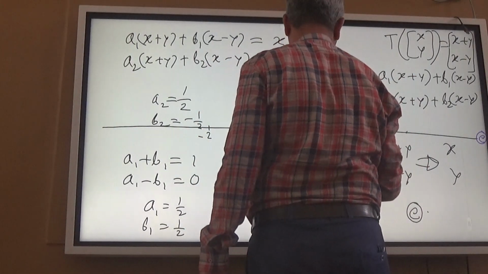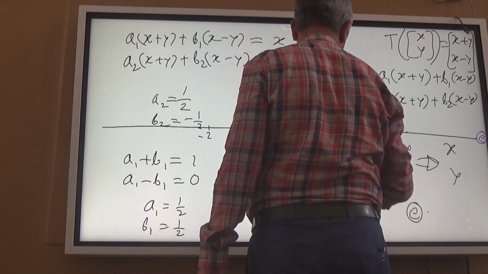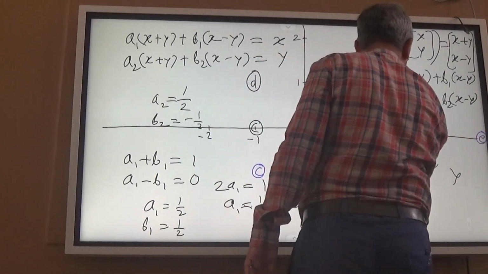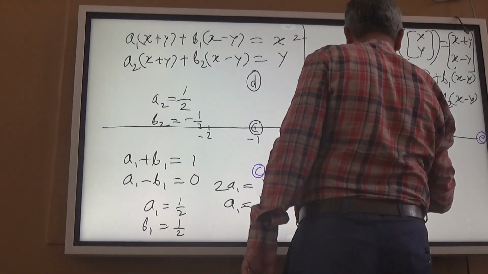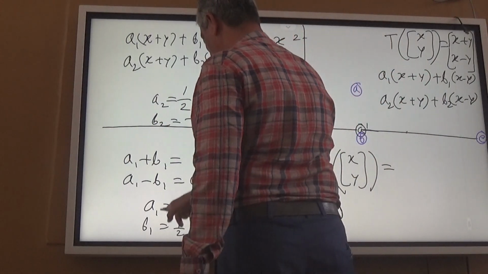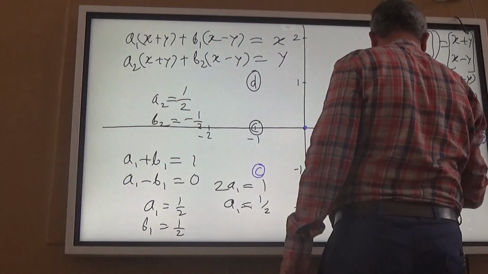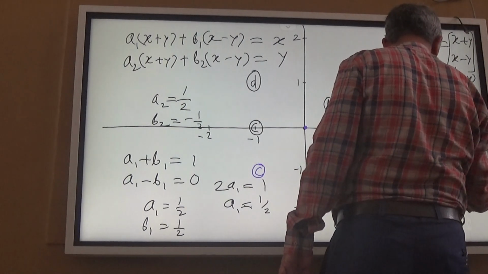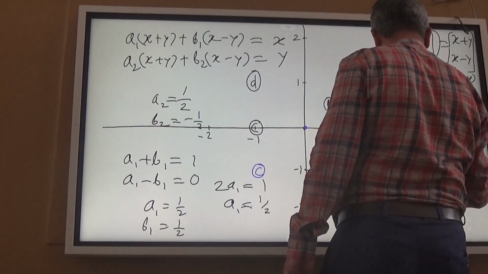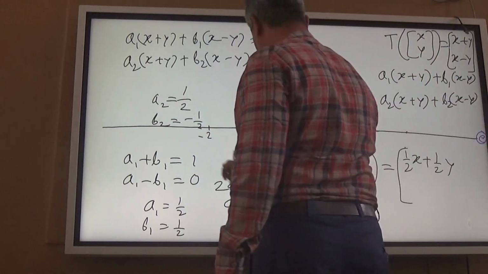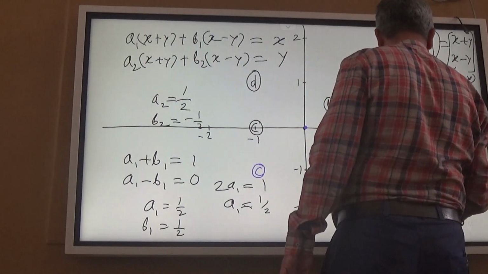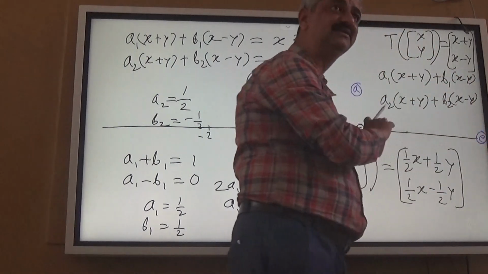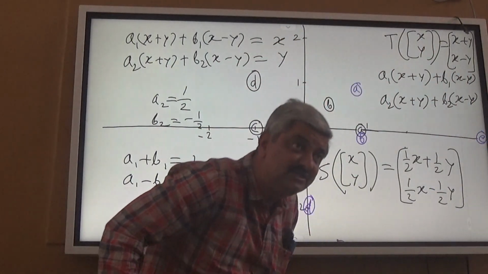If I say that here I give x, y, then what would it be? Half, half. Right? This is its inverse. This is the inverse.